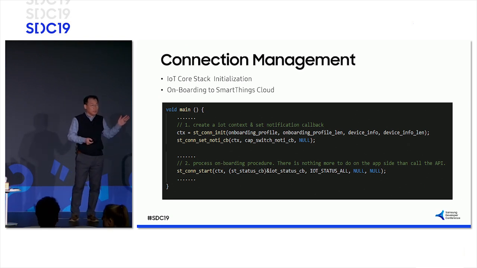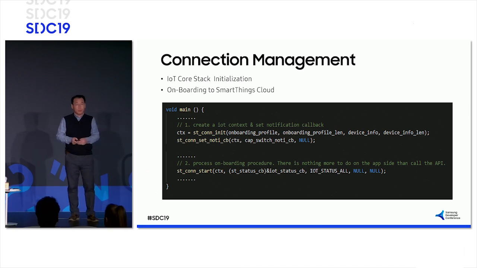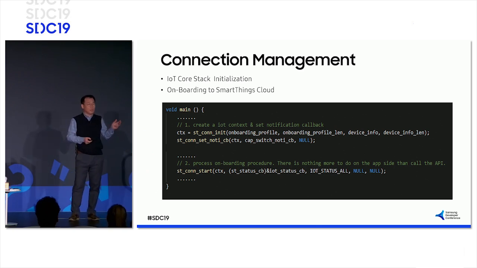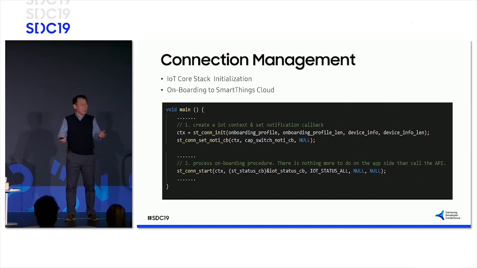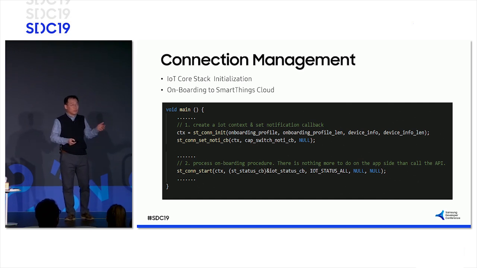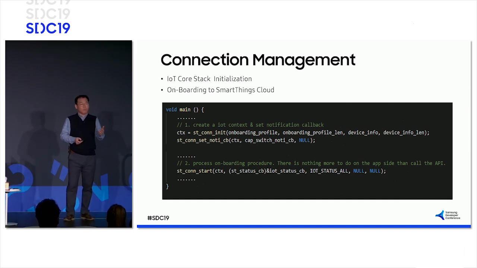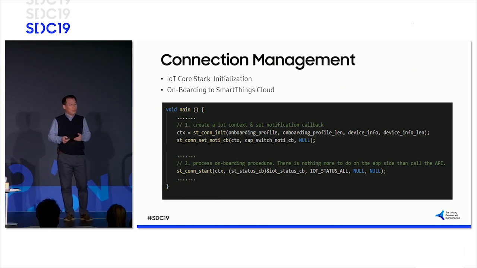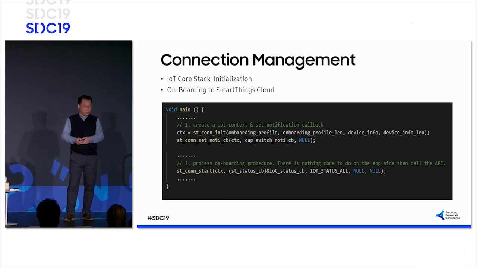Only 3 APIs are used for connection management. Connection init function initializes IoT core stack and resources, and connection start function performs onboarding process with the Wi-Fi and MQTT connection.